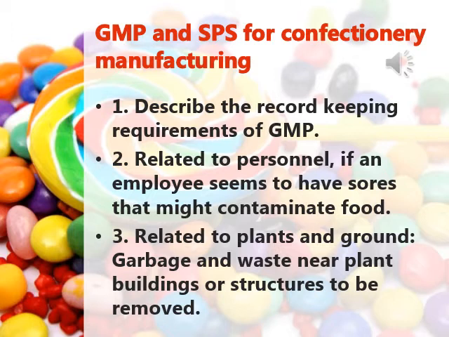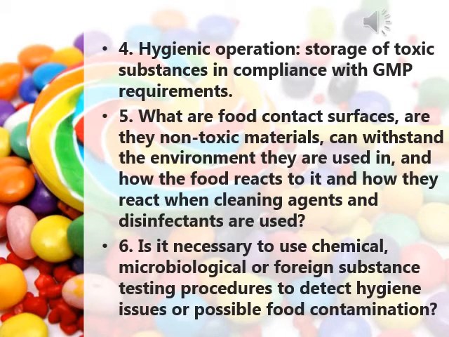Number 1. Describe the record-keeping requirements of GMP. 2. Related to personnel, if an employee seems to have sores that might contaminate food. 3. Related to plants and grounds, garbage and waste near plant buildings or structures to be removed. 4. Hygienic operation, storage of toxic substances in compliance with GMP requirements.